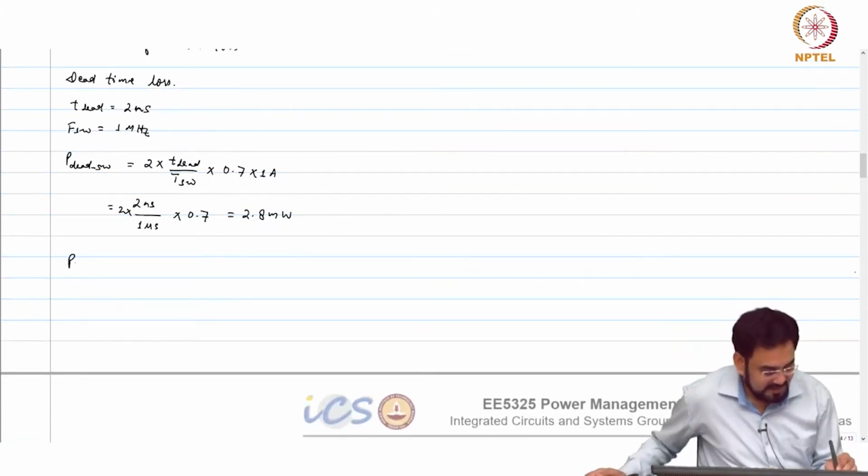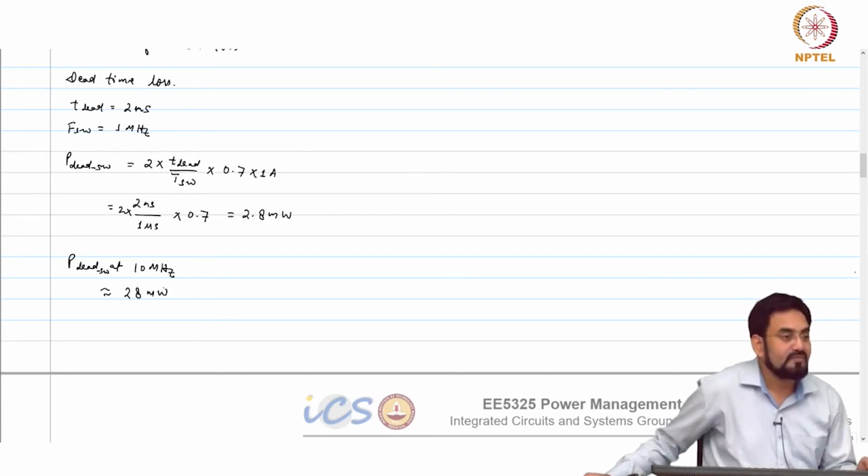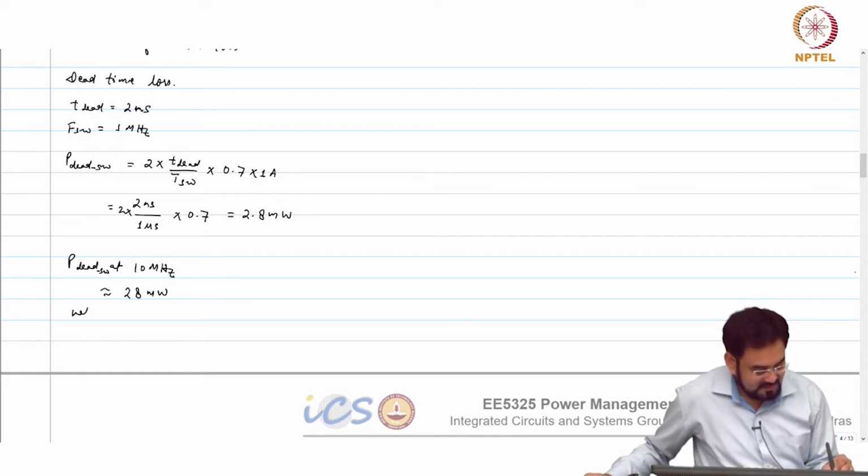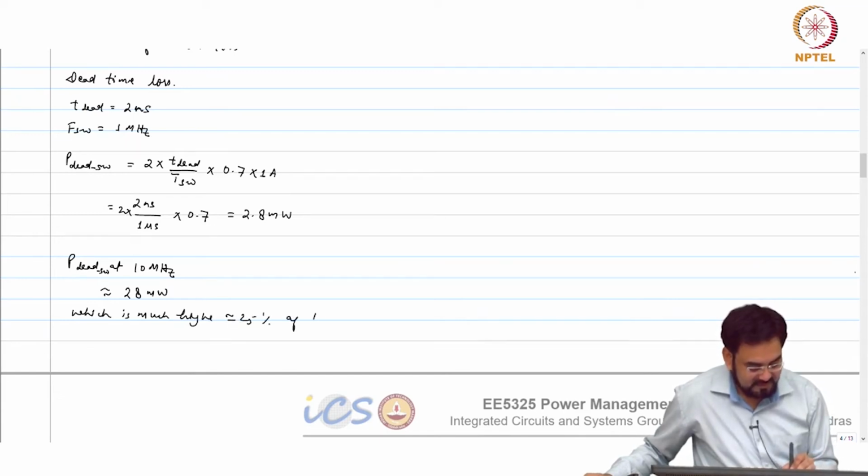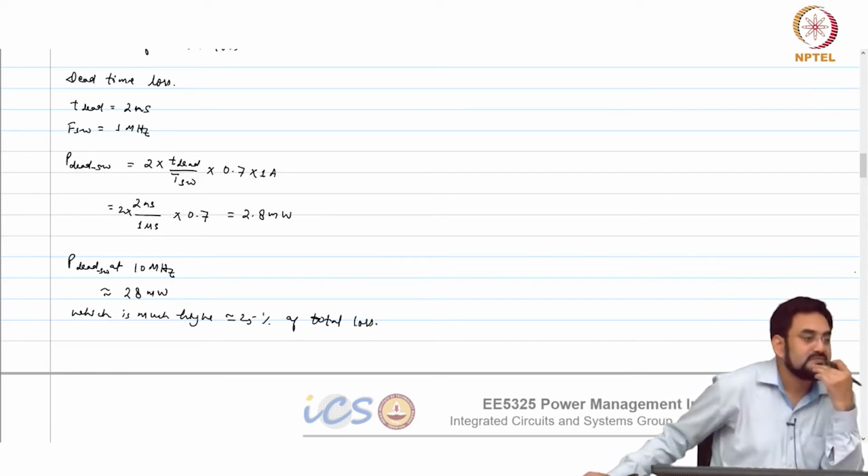So, P dead at 10 megahertz will be 28 milliwatt, which is much higher, approximately 25% of total loss. Okay.